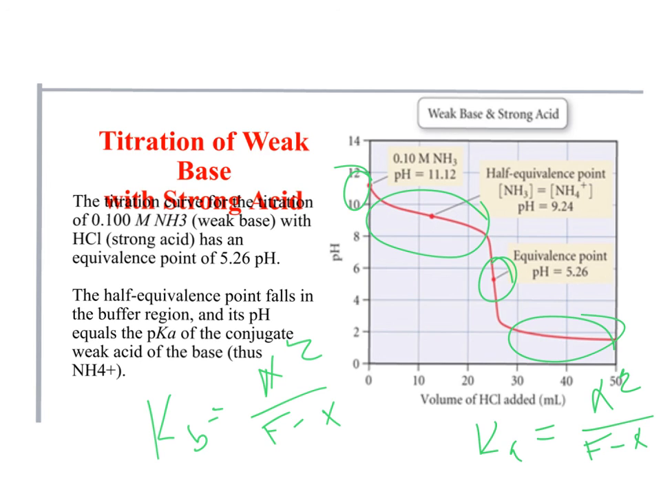Now, there are a couple of interesting points here. One of them is called the half equivalence point. And at the half equivalence point, the pH is equal to the pKa, and we'll talk a little bit more about why that is. All right, and then the equivalence point again, where it's the weak acid.